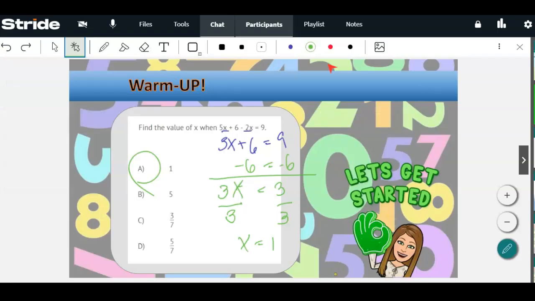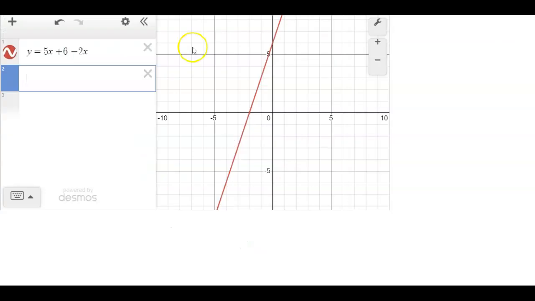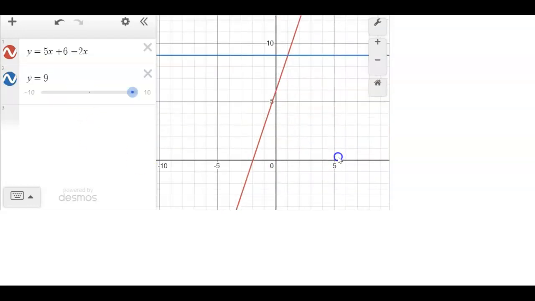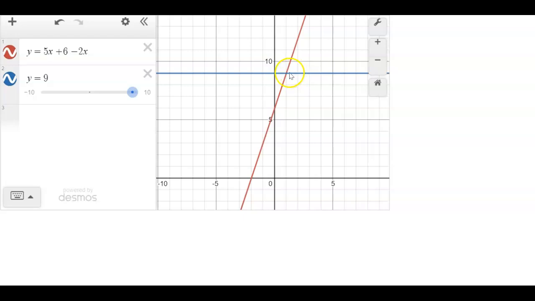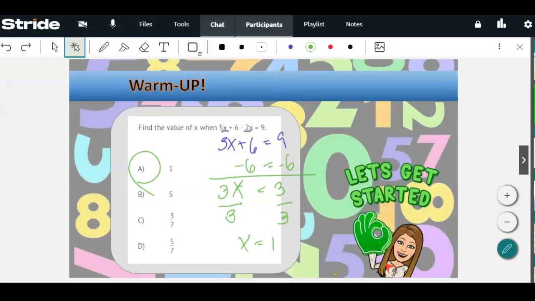And then the next one is just 9, so you have to write that as y equals 9. Now, I don't see that on here, so we're going to just scroll up. There it is. There's my blue line. And there's my solution where it says 1, 9, so the answer is 1 using that calculator.